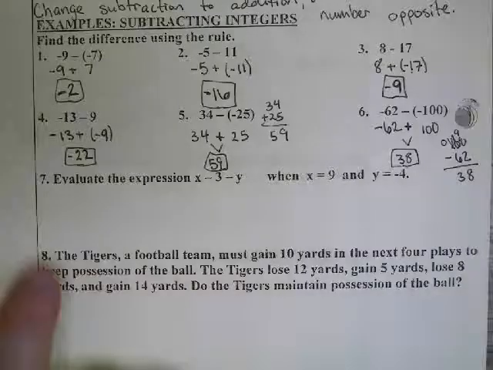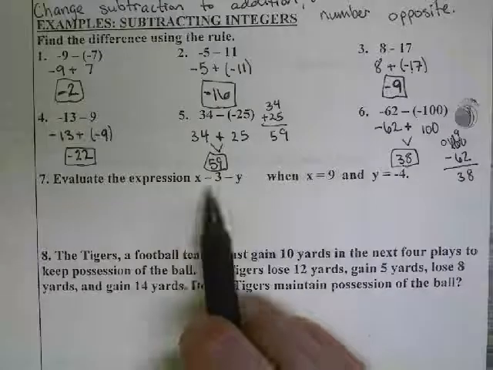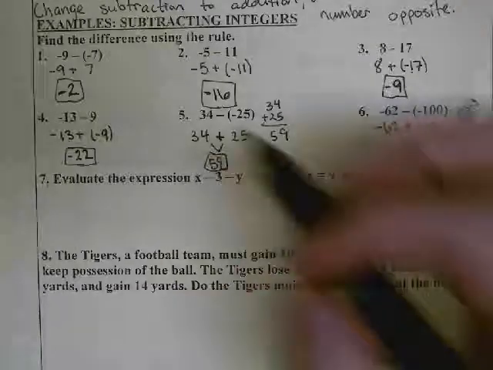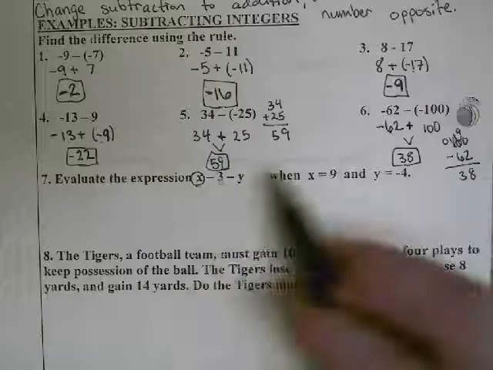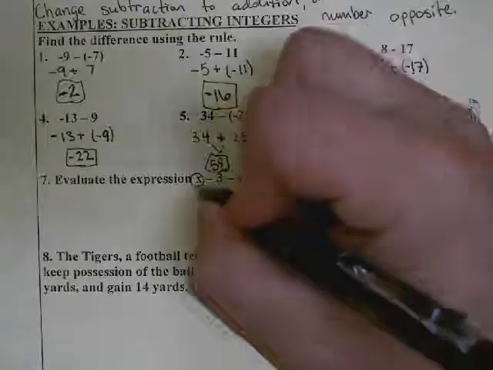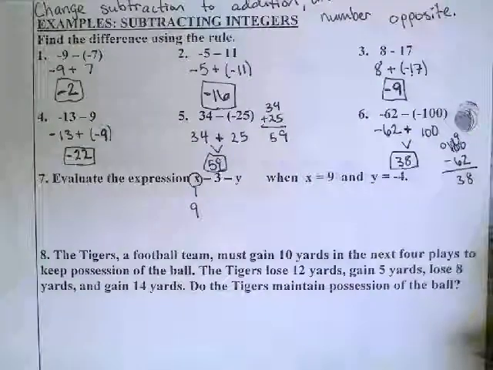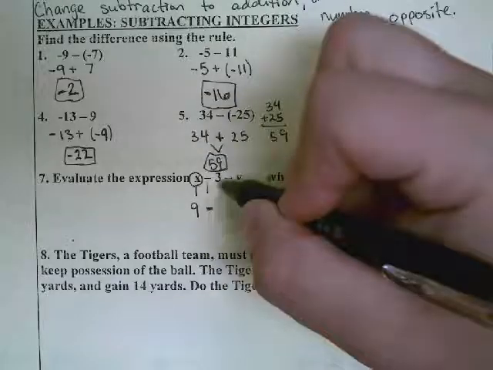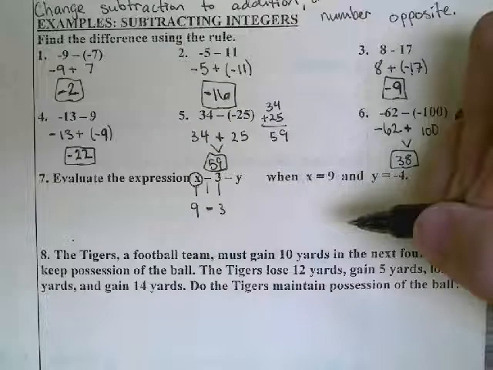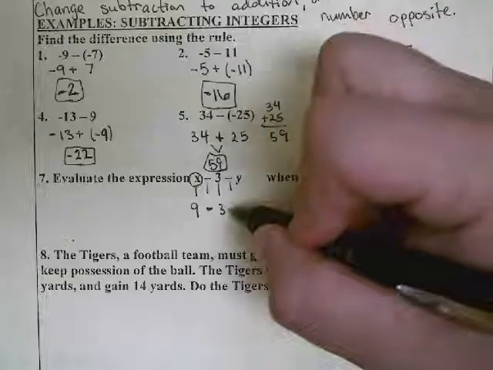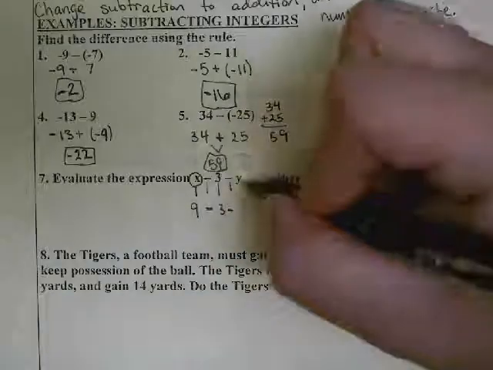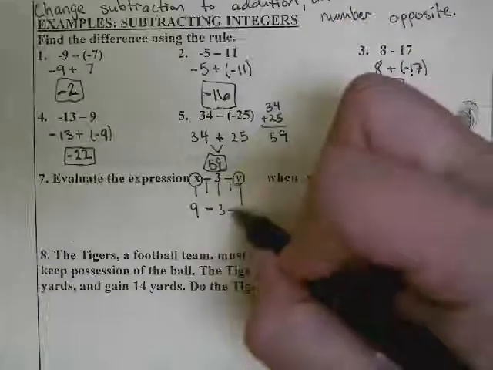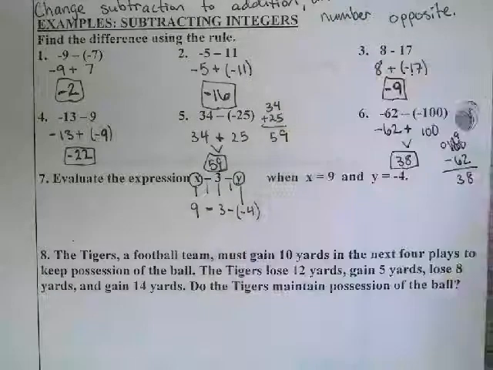So number 7, it says evaluate the expression x minus 3 minus y when x equals 9 and y equals negative 4. So we're going to turn the x into that 9. So x will become 9. We'll bring down our minus symbol. We'll bring down our 3. Bringing down that minus symbol. Now y will turn into, y is negative 4. So I'm going to have minus a negative 4, like that.